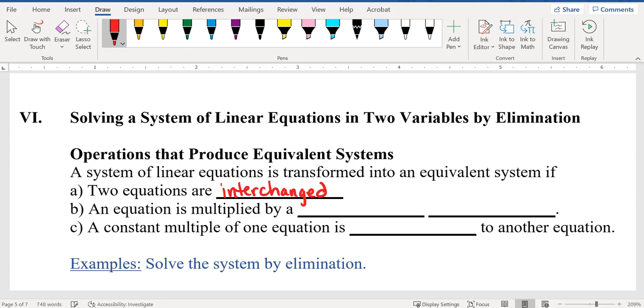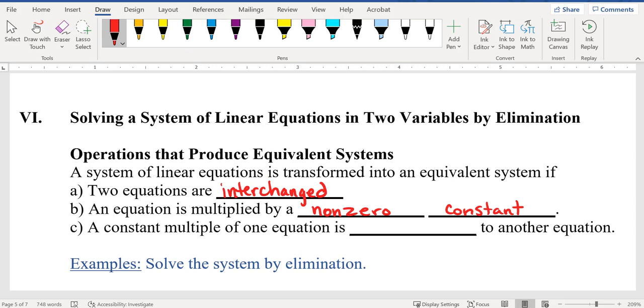Okay, also, there are equivalent systems if an equation is multiplied by a non-zero constant. And that's due to the multiplication property of equality. If you multiply an equation by the same number on both sides, you don't change the equation. So if you do that to one of the equations in a system, as long as it's non-zero, then it doesn't change it. It produces an equivalent system.